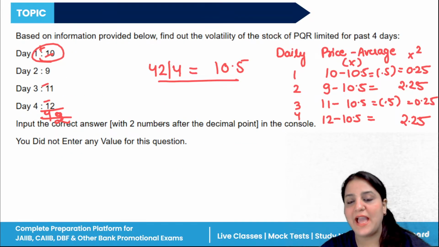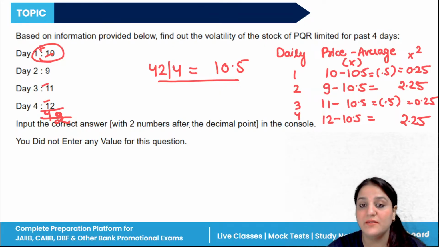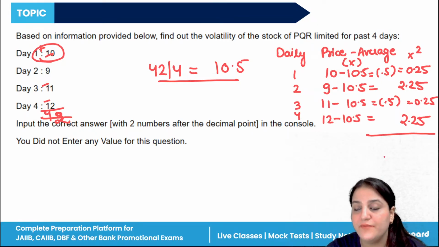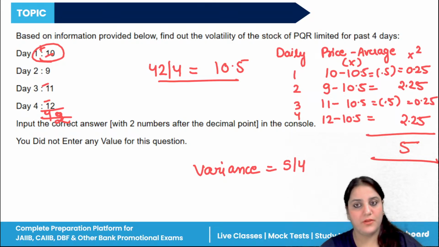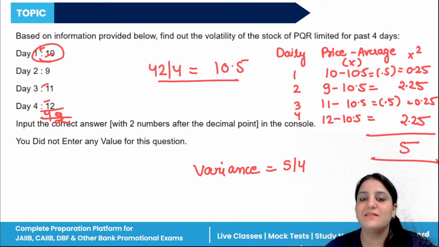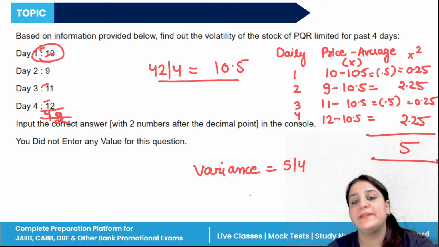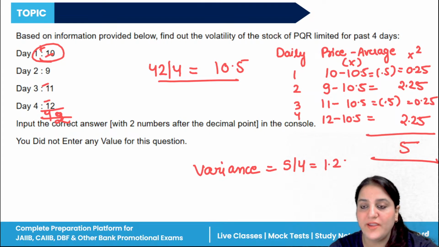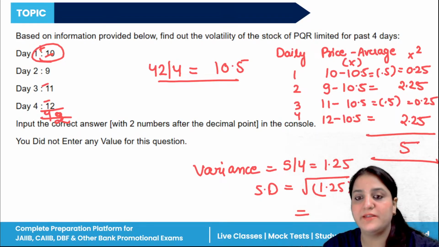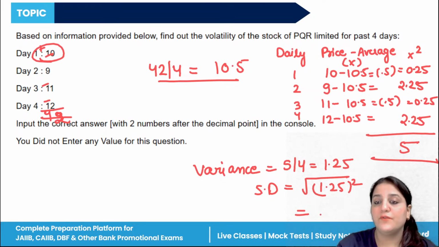Okay, now what is our next step here? We calculated everything, so now we have to calculate the variance. How to calculate the variance? Just add these values, we get 5, so the variance is equal to 5 divided by 4, right? Now 5 divided by 4 is equal to 1.25. Then we calculate the standard deviation, which is the square root of 1.25. If we calculate this, it is equal to 1.11.